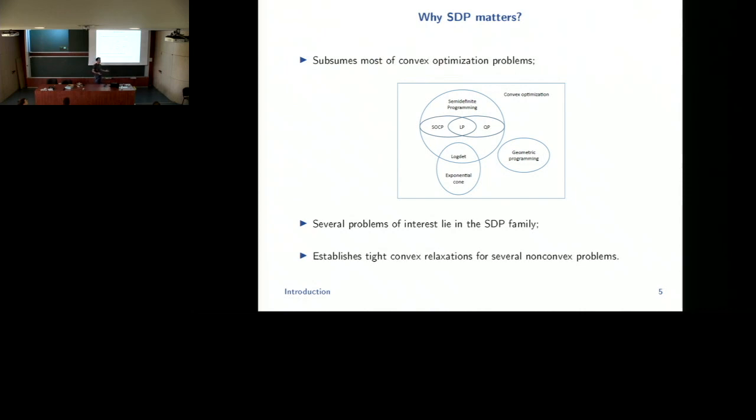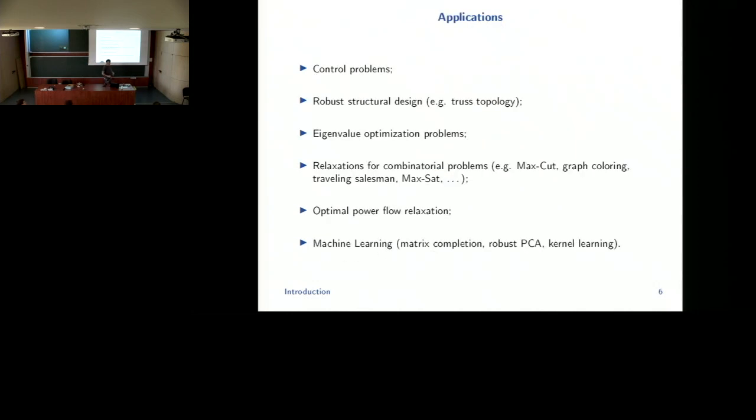A second use, for the people from mixed integer programming, is that SDP is very good for relaxations. If you solve some semi-definite relaxation, it might give you good bounds for your mixed integer program. Some classical applications of SDP are control problems, robust structural design, eigenvalue optimization, optimal power flow, machine learning, and the relaxations I've been talking about.